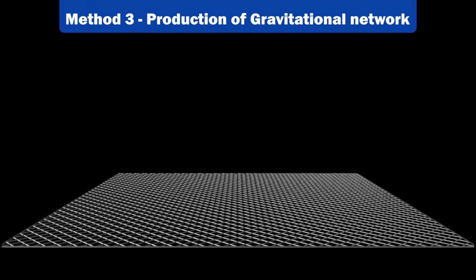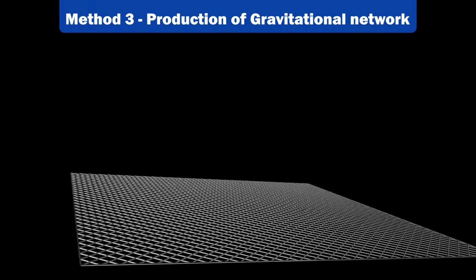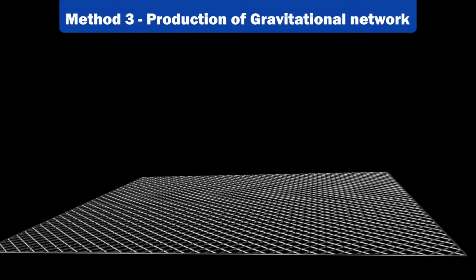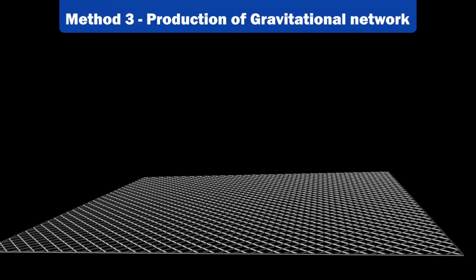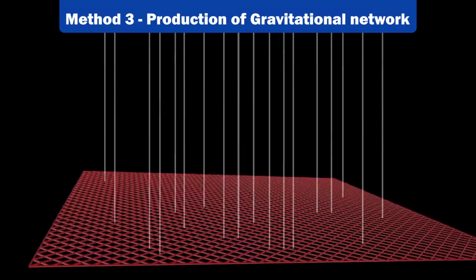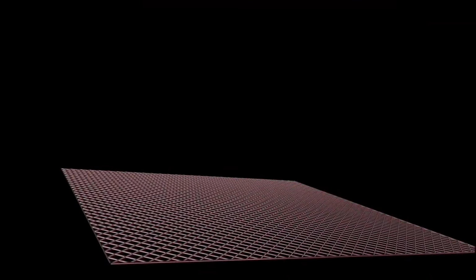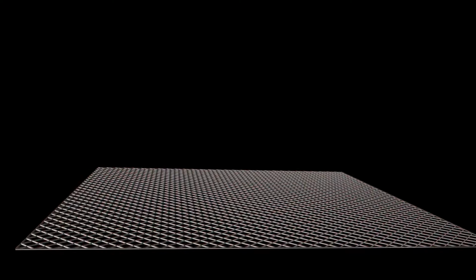Third method, production of a gravitational network. Knowing that gravitational waves have a special solid lattice, if we can create a similar lattice that is excited during the passage of the gravitational wave, the lattice absorbs energy. We can also generate energy.